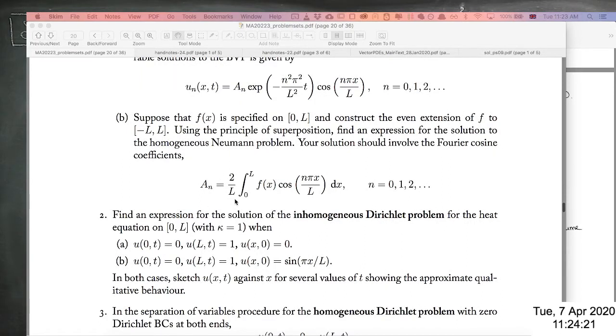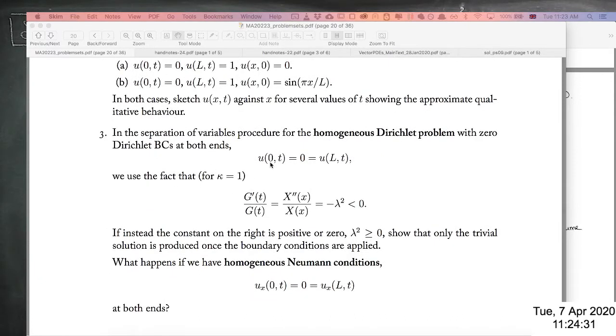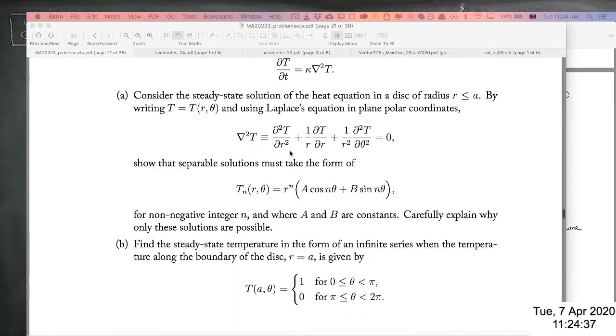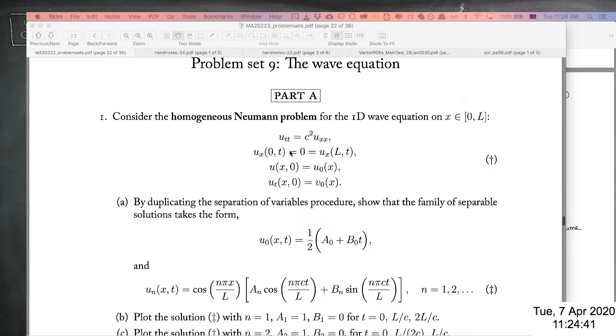We've also covered the sketches of question number 2, and question number 3 was left to you, but this was done in various lectures. So at this point, hopefully we're all happy with problem set number 8. And then we move on to problem set number 9.